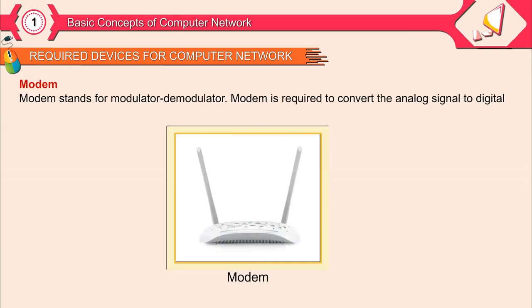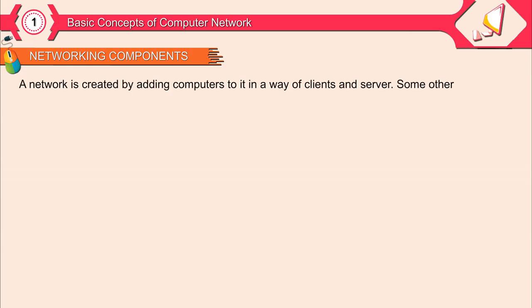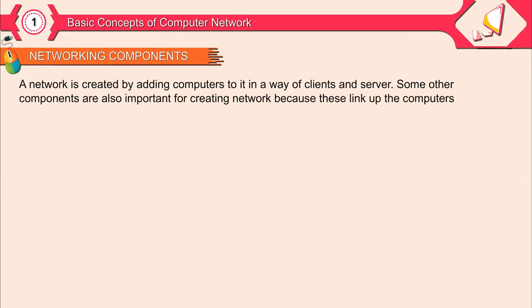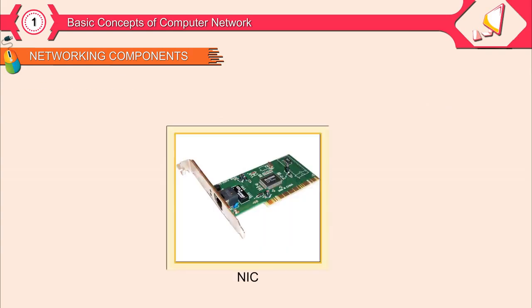Modem. Modem stands for modulator, demodulator. Modem is required to convert the analog signal to digital signal and vice versa to make transmission of data possible. Networking components. A network is created by adding components to it in a way of clients and server. Some other components are also important for creating network because these link up the computers with their specific functioning. Let us learn about some commonly used network components.